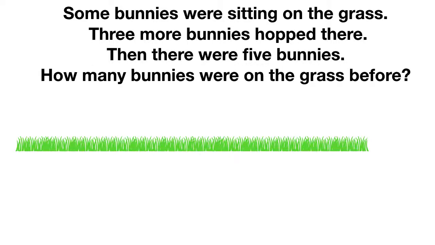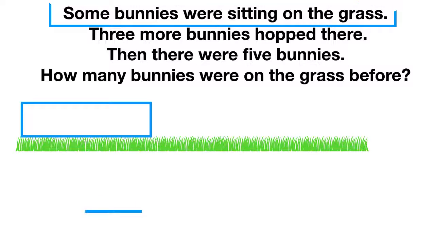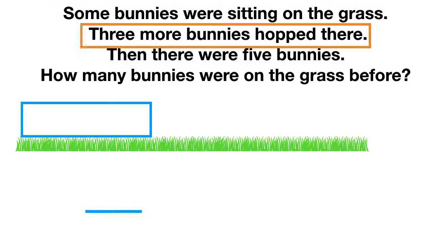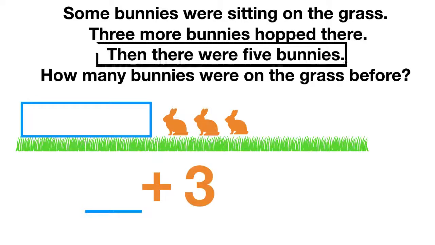Well, the first part of this problem tells us some bunnies were sitting on the grass. And while we know some are there, we don't know the exact number. It's a mystery amount. So in our number sentence, this time we have to start with a blank. Next, the problem tells us 3 more bunnies hopped there. Well, if more bunnies are hopping there, it means in our number sentence we're going to be adding more bunnies. We can add 1, 2, 3. In our number sentence, we'll write a 3.